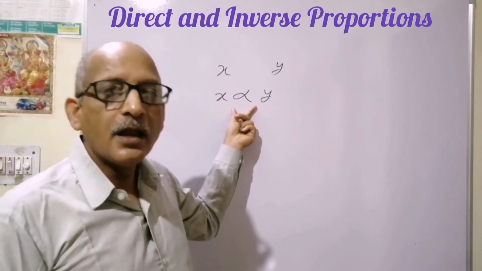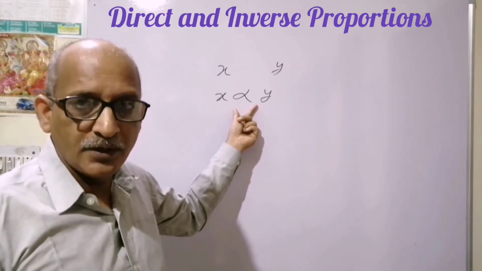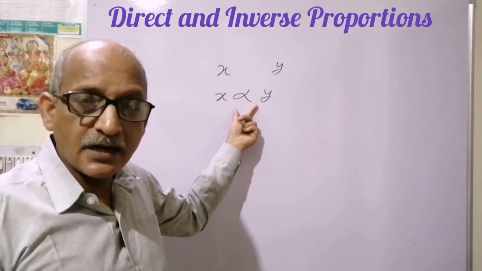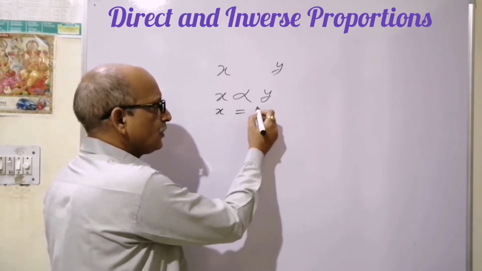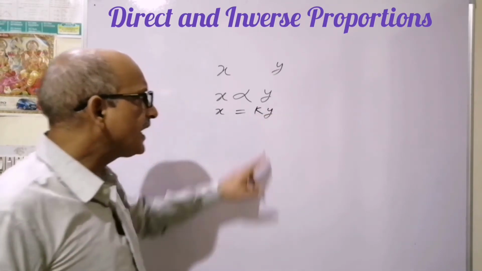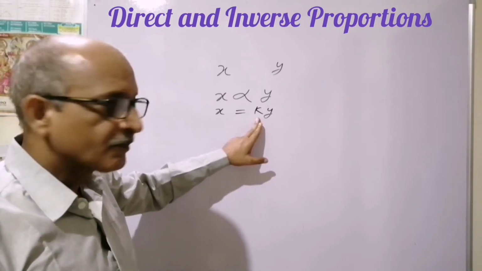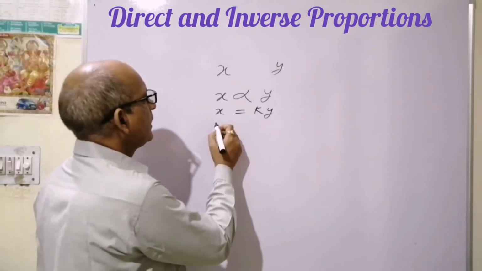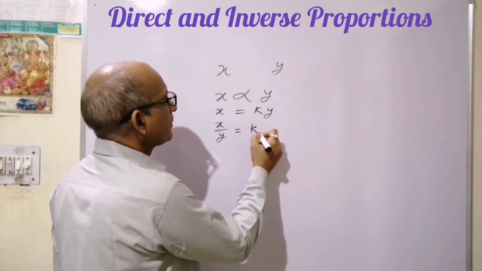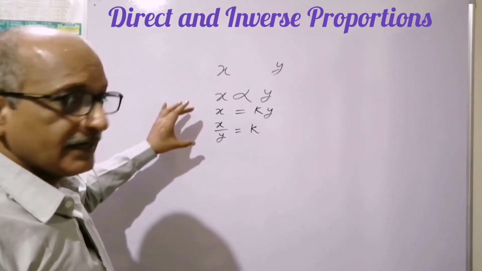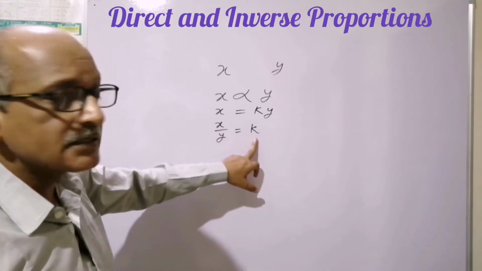You will learn it in higher classes in physics. If the proportionality symbol is removed, then we have to introduce a proportionality constant. So we can write here x = ky. This k is the proportionality constant depending on the particular situation. Now if k is calculated here, x upon y is equal to k. It means that in direct variation, x upon y is always constant.